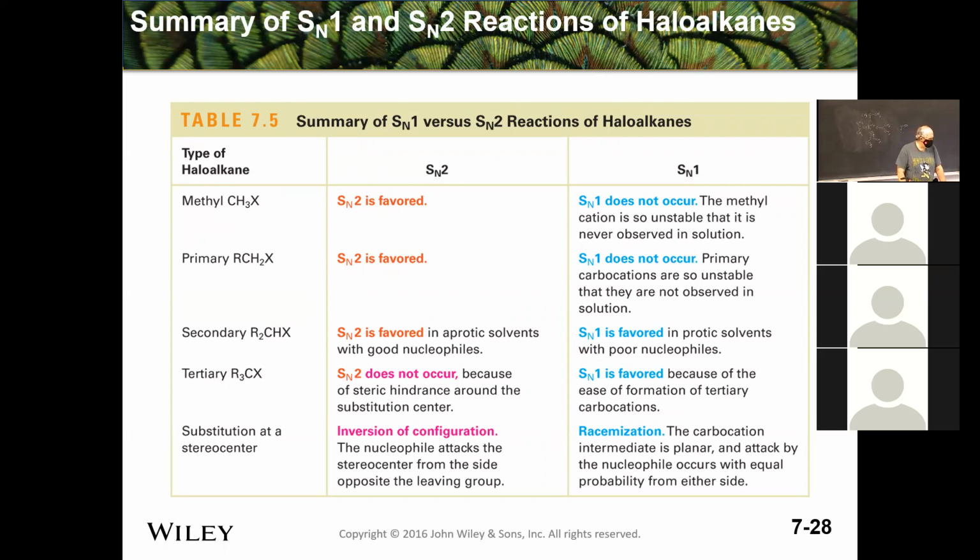For a tertiary substrate, SN2 does not occur, it's only SN1. And then the last point is that if the halogen is at a stereocenter, for SN2 we'll see complete inversion, for SN1 we'll see racemization. We'll see a pair of enantiomers form.